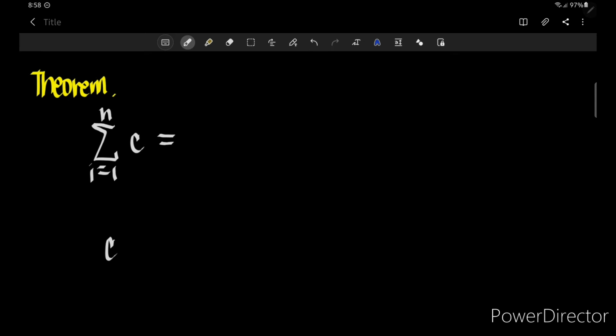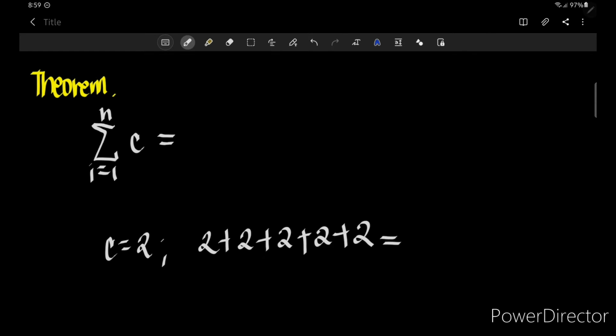Let's say we have C is equal to 2. Okay. So, we have 2 plus 2 plus 2 plus 2 plus 2. Let's say 5 lang. No? This is also equal to 5 times 2. So, yung 2 is imumultiply mo sa isang numerical value at yung value na yon ay kung ilang beses mo in-add yung 2 sa sarili niya.